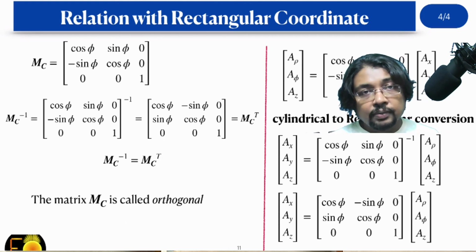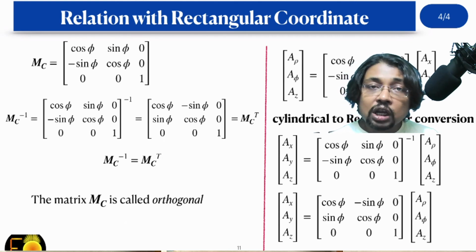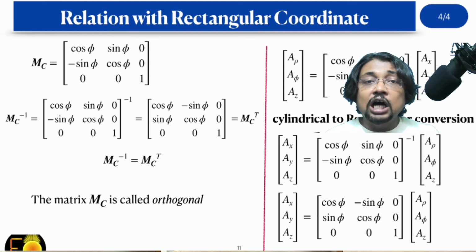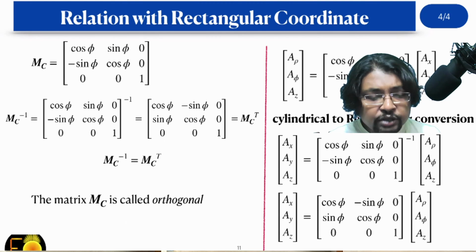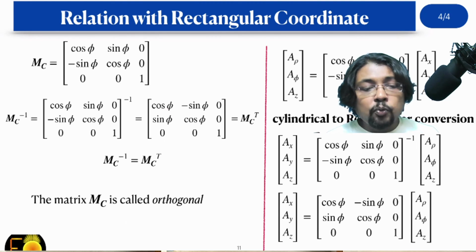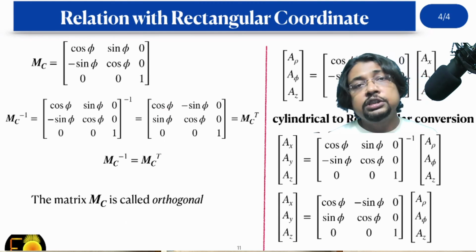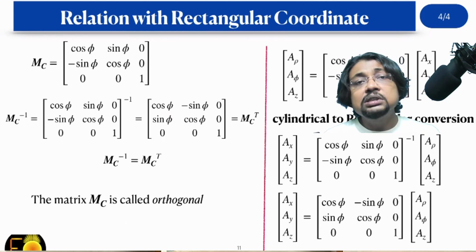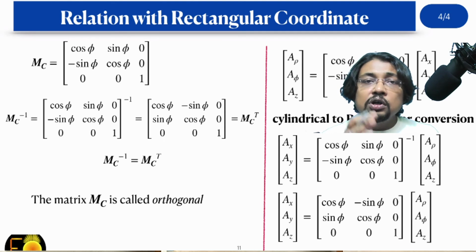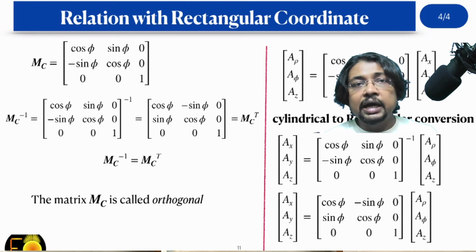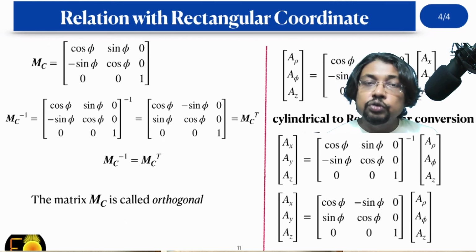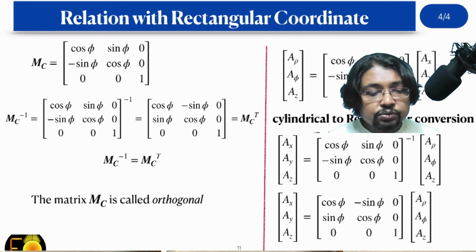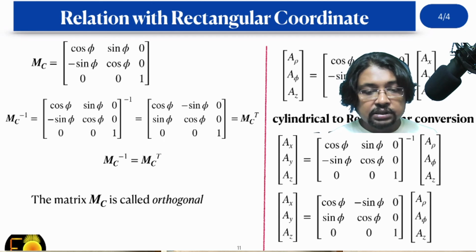orthogonal matrix. And what are the orthogonal matrices? Orthogonal matrix means the elements of this matrix are orthogonal to each other, and here you can see the elements are populated by either cos phi or sin phi. So cos phi is orthogonal to sin phi. Orthogonal means the one which is perpendicular to the other one. That means cos phi and sin phi are 90 degrees out of phase and perpendicular to each other, and that's why they are called orthogonal matrices.